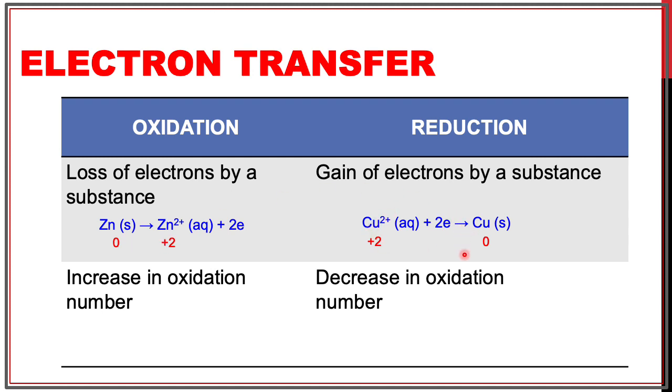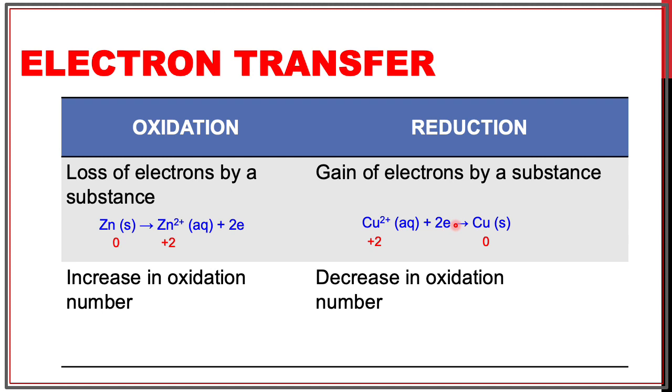And then from here, copper 2 plus. We know that for copper 2 plus, the oxidation number is positive 2, and for copper it is 0. From here you can see that the oxidation number decreased from positive 2 to 0. So this process is a reduction process.